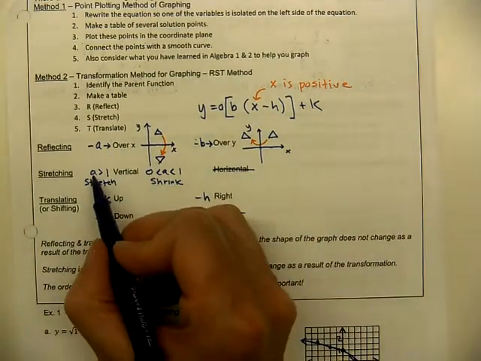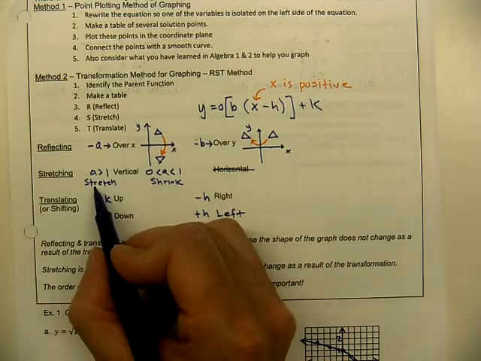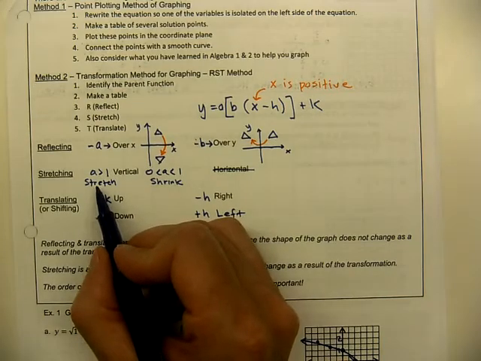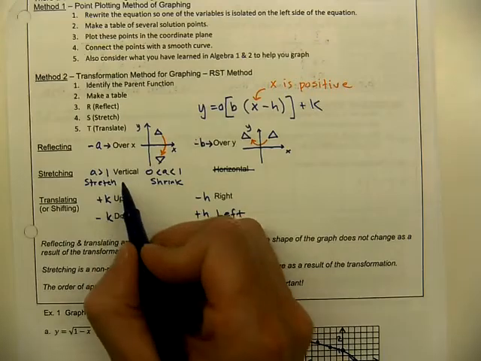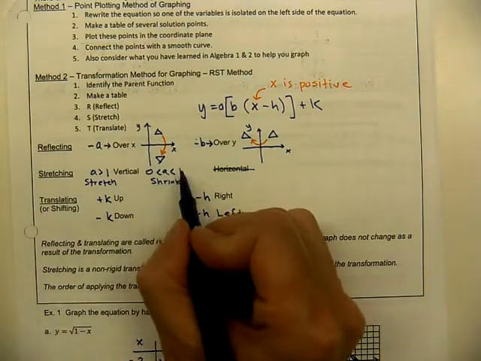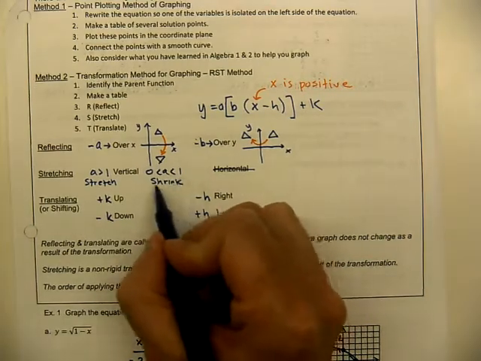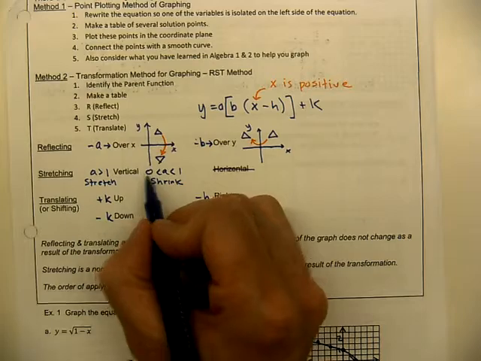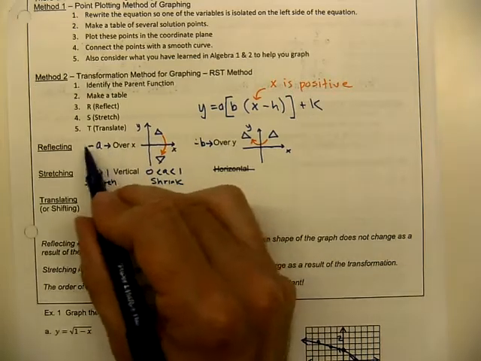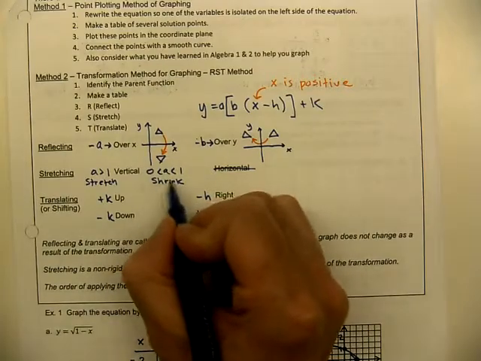If the value of a is greater than 1, that means it's being stretched taller. It will be 2 times taller or 3 times taller, depending on what that number is. If, however, the value of a is less than 1, like 1/2, then we'll see it shrink in its height, so it'll be half of the size. But not negative, because negative is covered over here in the reflection. So we say between 0 and 1 will give us a shrink.